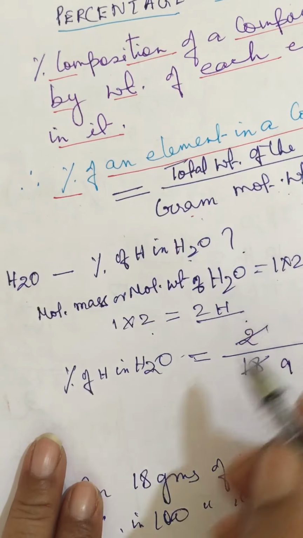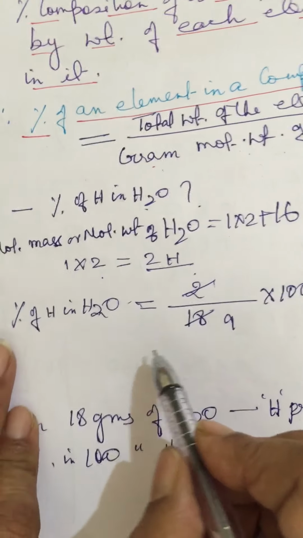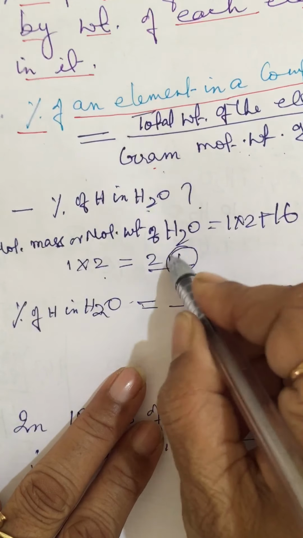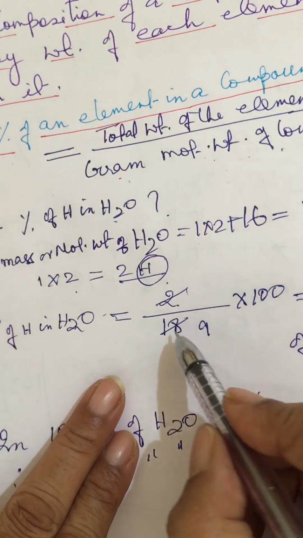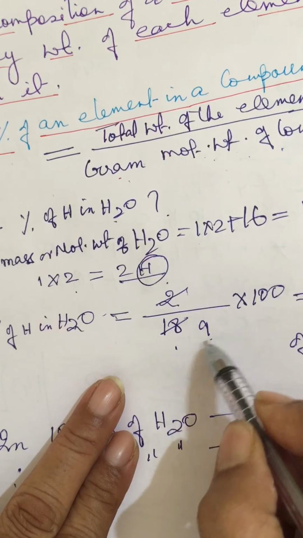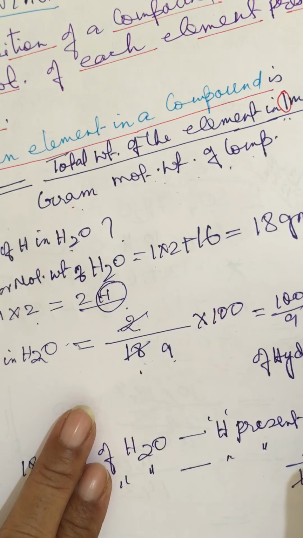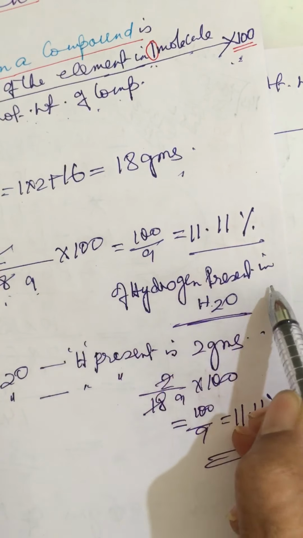We will write here, percentage of hydrogen in water is 2 by 18, hydrogen is 2, into 100. So you can cancel, 2 nines are 18, and you will get 100 by 9, which is 11.11%. This you can divide and get it, the percentage of hydrogen present in water.